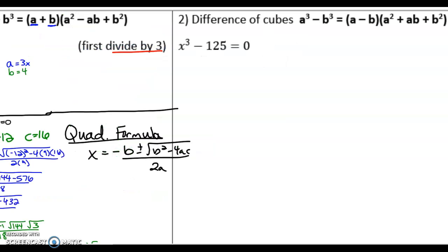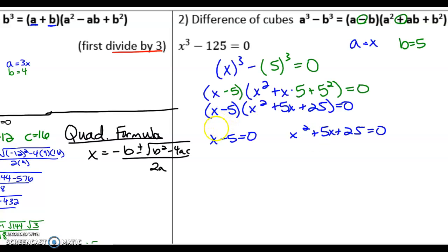All right, let's try number 2. This one's difference of cubes, but you do everything the same. The only thing that's different is in that formula, those positives and negatives are switched around. So go ahead and pause the video and see if you can get this factored and possibly solve for those zeros. Okay, check if you had your factors correct. So x minus 5 times x squared plus 5x plus 25. Otherwise, pause it and review and see where you made a mistake.